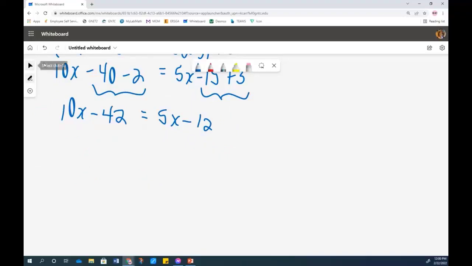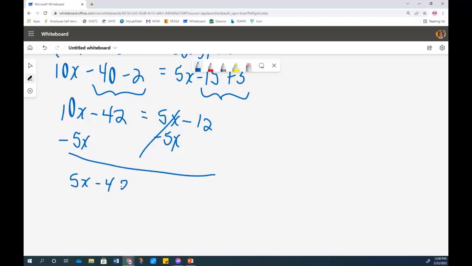So I want to collect the variable. I can either subtract 10x from both sides, or I can subtract 5x. And again, you'll get the same answer either way, but I'm going to subtract 5x just to avoid getting a negative. So 10x minus 5x is 5x. I still have minus 42 equals negative 12. Don't forget when you're doing this sort of work to watch in front of the numbers you bring down. Is there a negative? That's a common mistake for people, forgetting to copy that negative over.